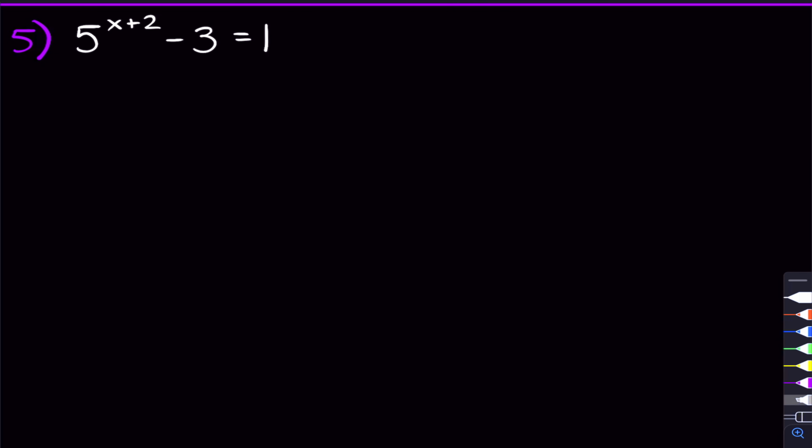And this is a little different from the problems that we've been seeing so far. In this problem, we have that minus 3 that's attached to this 5 to the x plus 2. So there's multiple things on the left-hand side. And what we're used to seeing is just one thing on the left side, one thing on the right. So let's try to do that here and isolate this 5 to the x plus 2. And we can do that really quick by just adding 3 on both sides.